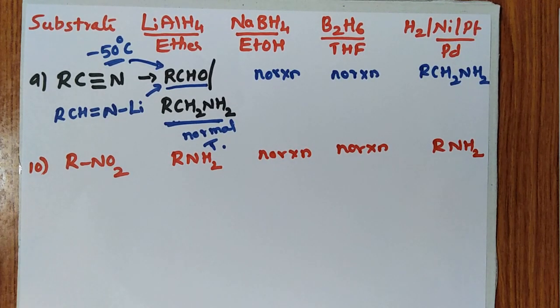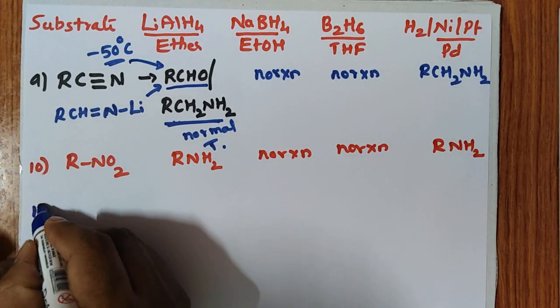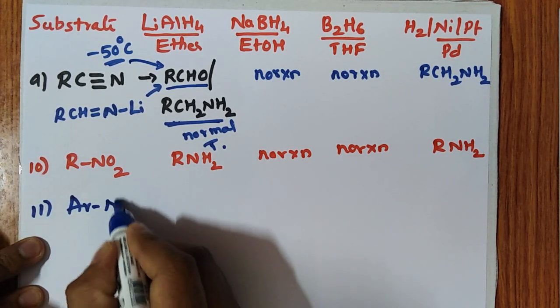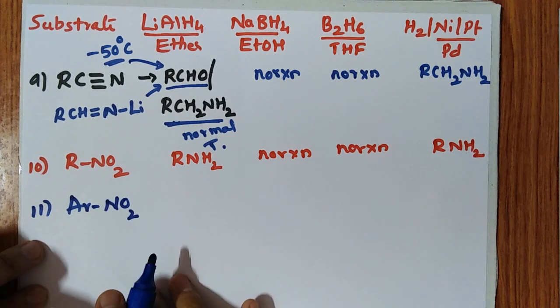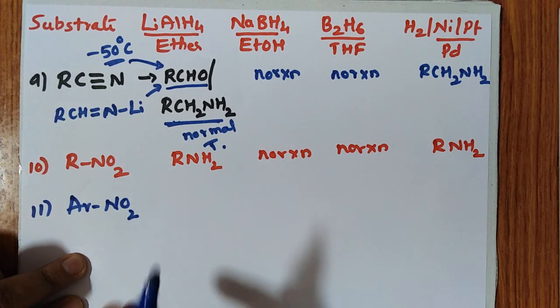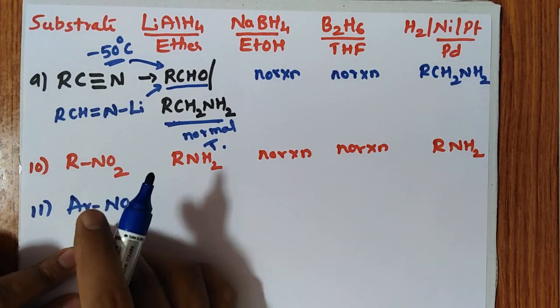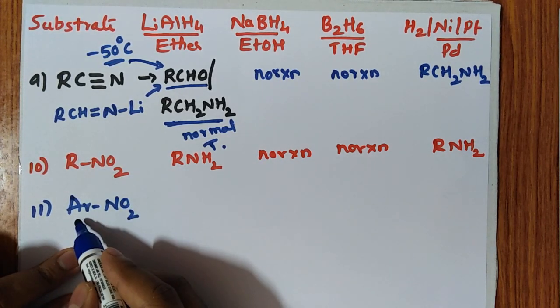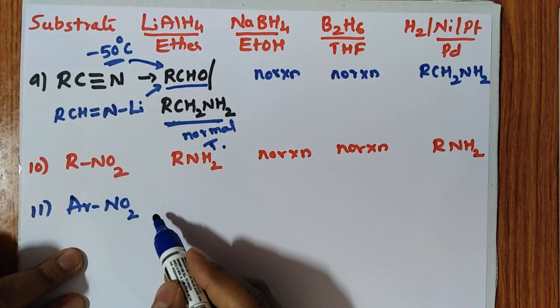Right? Now, the 11th one. In case of the 11th case, I will take ArNO2, so nitroarenes. So, C6H5NO2, nitrobenzene, like that. Here, very important point, remember, RNO2 give rise to RNH2. R is alkyl group. When it is aryl group, you are going to get azo compound.